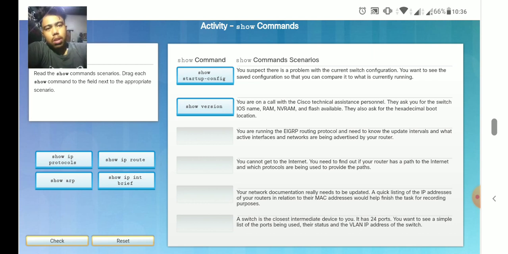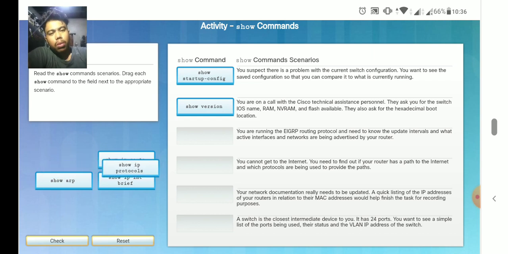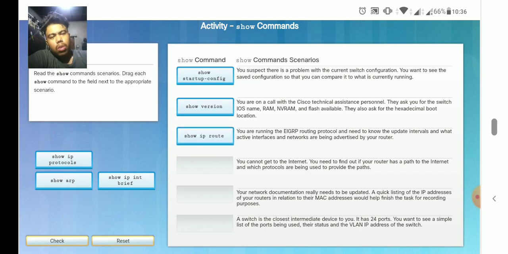Third, you are running the EIGRP routing protocol and need to know the update intervals and what active interfaces or networks are being advertised by your router. It is known as show IP route. This command will display on the screen, and you will see the different routes of different IPs from time to time.